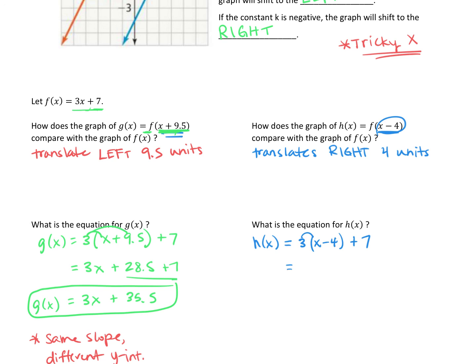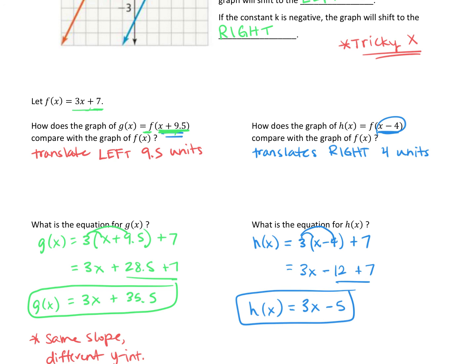We'll go ahead and distribute. 3 times x is 3x. Positive 3 times a negative 4 is a negative 12. I'm going to carry down the plus 7. We've got some like terms, so our final h of x function is 3x. Negative 12 plus 7 is a negative 5.